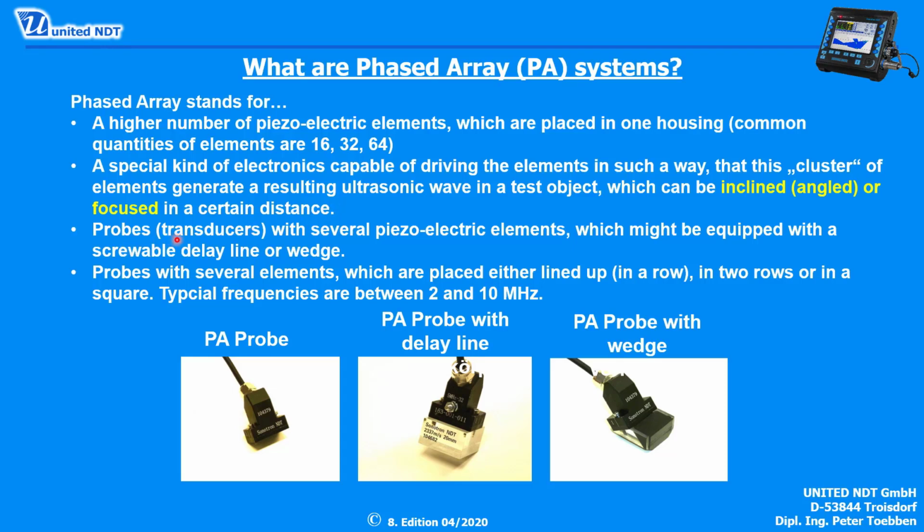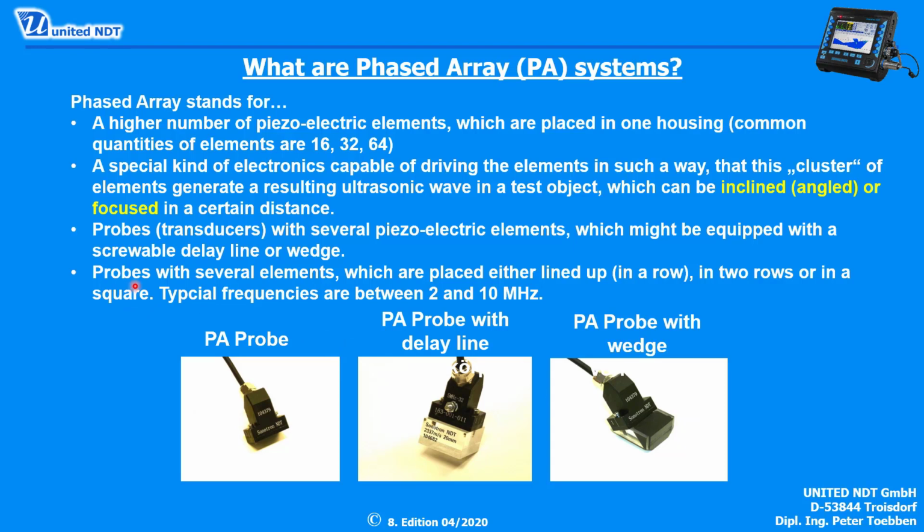The probes, also called transducers, have several piezoelectric elements, and might be equipped with a screwable delay line or wedge. You see down here, this on the left is a standard PA probe, a phased array probe. And on the front of this probe you can just screw on such a delay line for inspections perpendicular to the surface. In case you want to do an inclined inspection, you need to use such a wedge. That wedge can also be screwed on, and then you can do inclined inspection like weld inspection and so on.